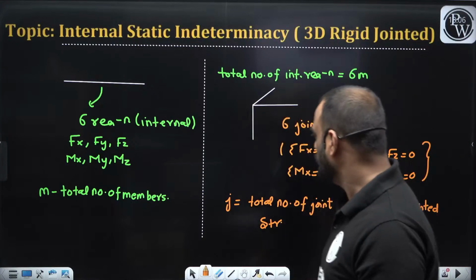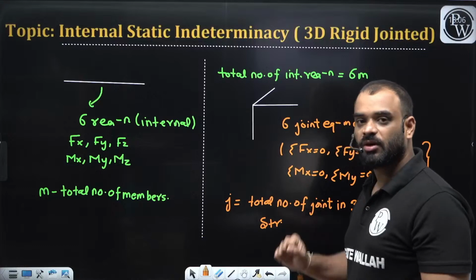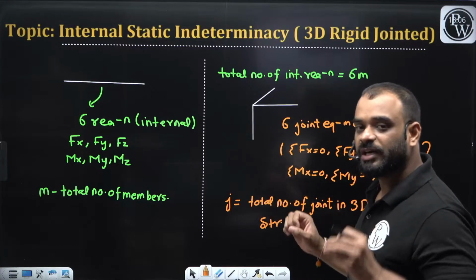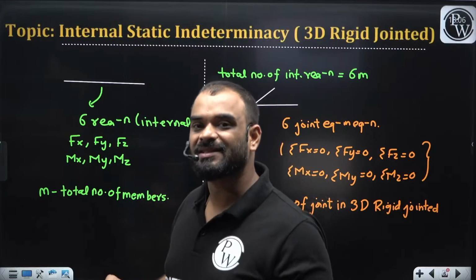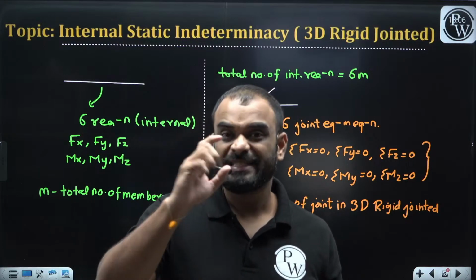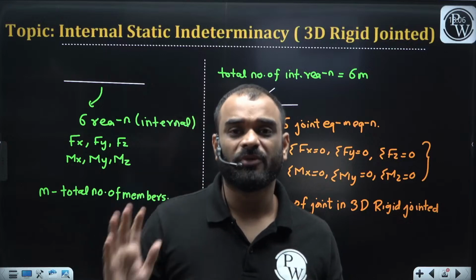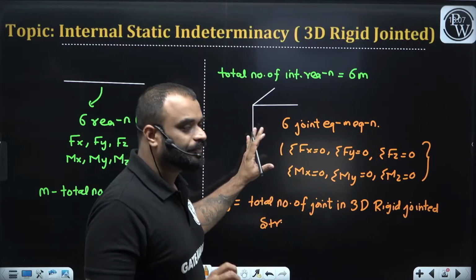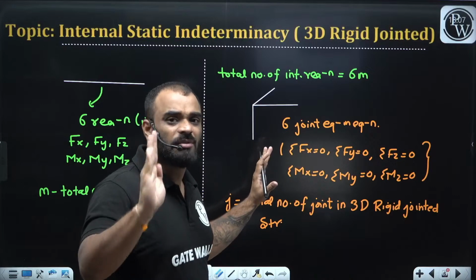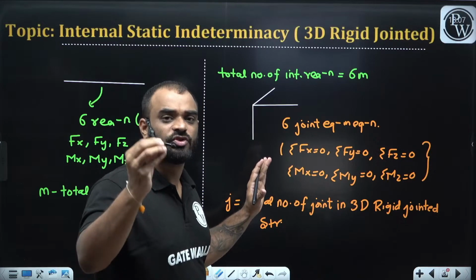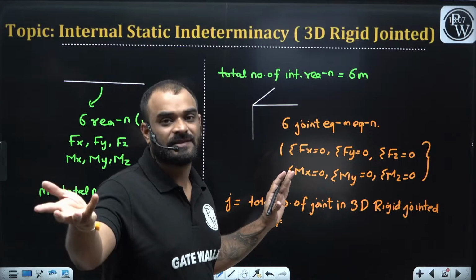If there are j number of joints, what is the total number of joint equilibrium equations? That is 6 into j, right? And you know that, guys, to find out the external static indeterminacy for a 3D structure, we have already used 6 static equilibrium equations. So in this particular case, the total number of available joint equilibrium equations should be 6j minus 6, right?